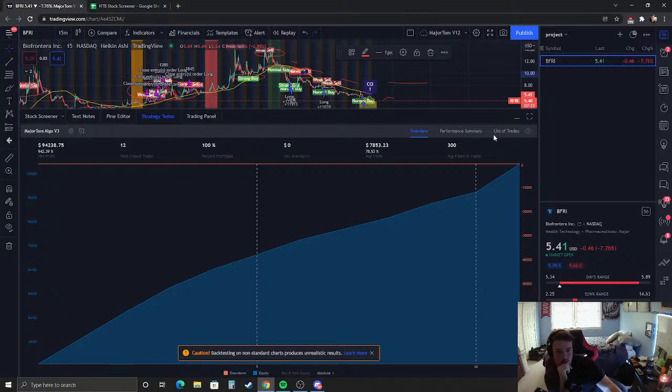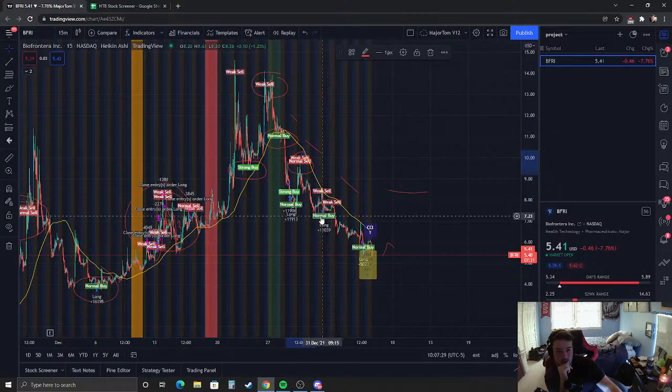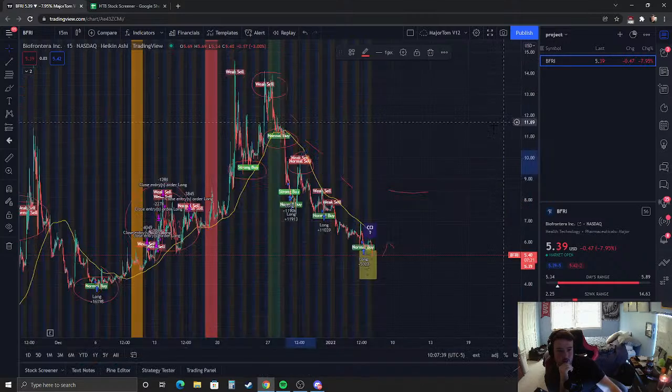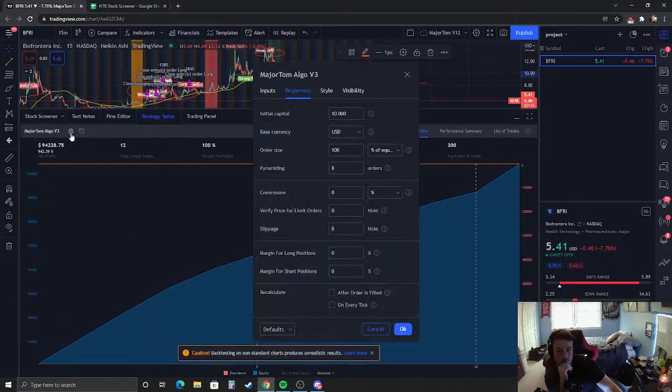So as a human, if I saw a buy here, right, and the stock went down, I saw another buy here, I would just average down, right? If you don't increase pyramiding, then you don't allow the back testing to do that. So that's all pyramiding does whenever you're testing a strategy in TradingView.